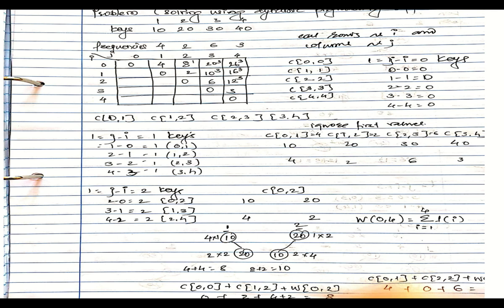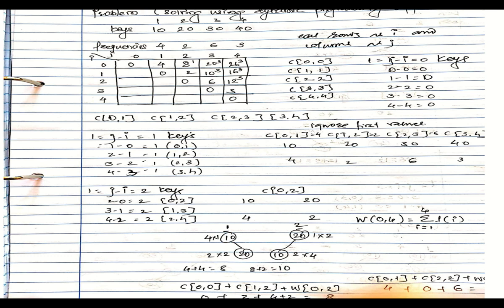As you can see, the frequencies are 4, 2, 6, 3. So I can directly write down these frequencies over here in the columns 0, 1, 1, 2, 2, 3, 3, 4. As 4, 4 is 0, we are not supposed to write anything into it. So 4, 2, 6, 3 are nothing but the optimal values for columns 0 1, 1 2, 2 3 and 3 4, which I have already written over there.